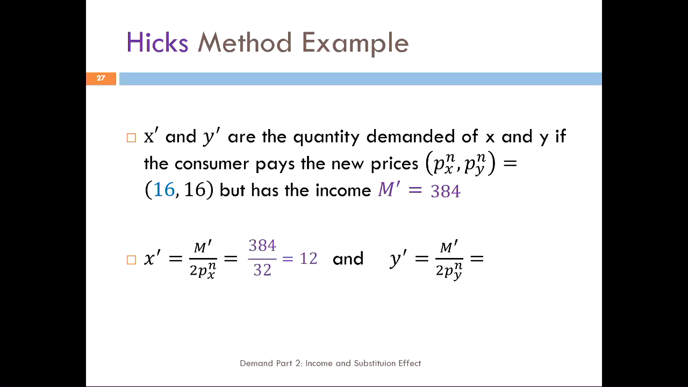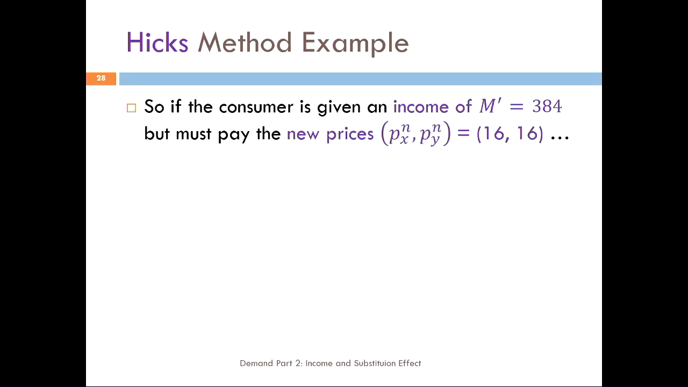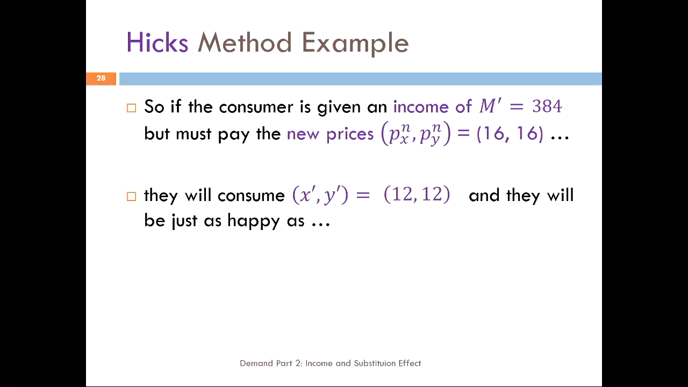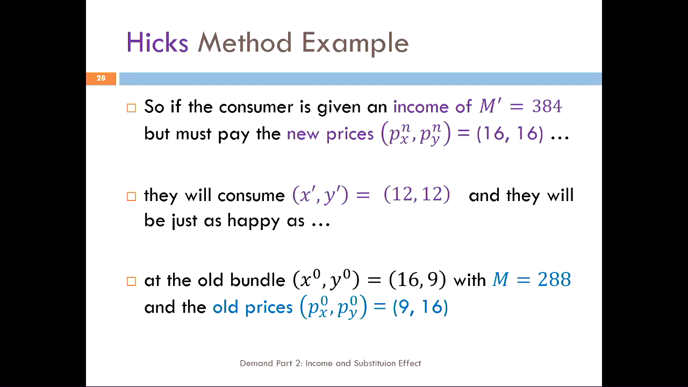So with an income of $384 and the new price of Y being 16, we see the demand for X is 12, and likewise the demand for Y is also 12. Here's the summary. If the consumer is given an income of $384, but must pay the new prices, they will consume at the bundle 12, 12, and they'll be just as happy as they were at the original bundle when they had the nominal income of $288 and faced the old prices. Right? So that's the idea.